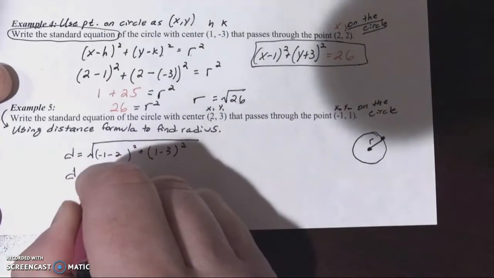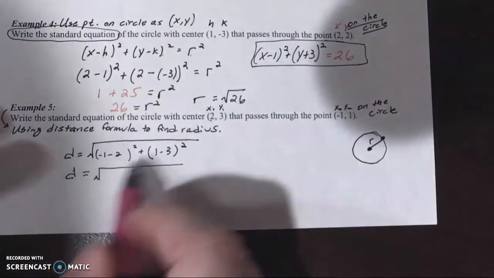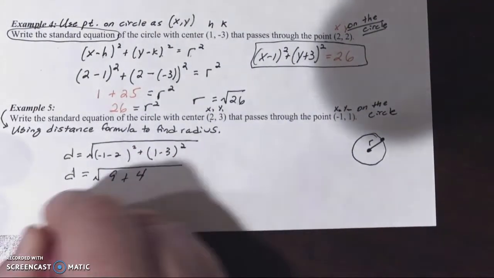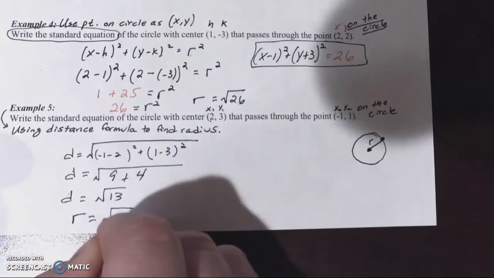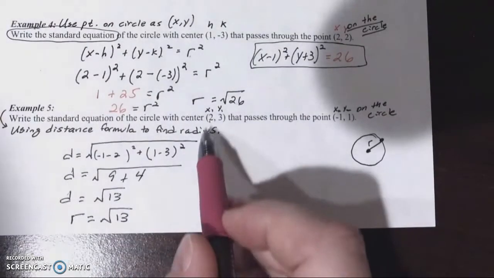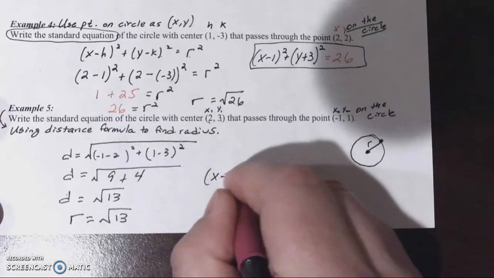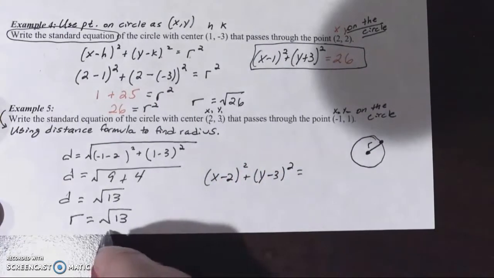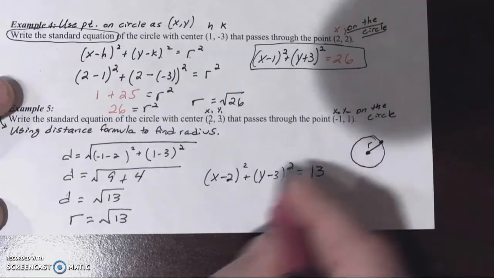The distance equals the square root of negative 1 minus 2 is negative 3. Negative 3 squared is 9. 1 minus 3 is 2. 2 squared is 4. So the radius is the square root of 13. Let's build our equation. The center is 2 comma 3. That's our h and our k. So x minus 2 squared plus y minus 3 squared equals r squared. Square root of 13 squared is just 13.